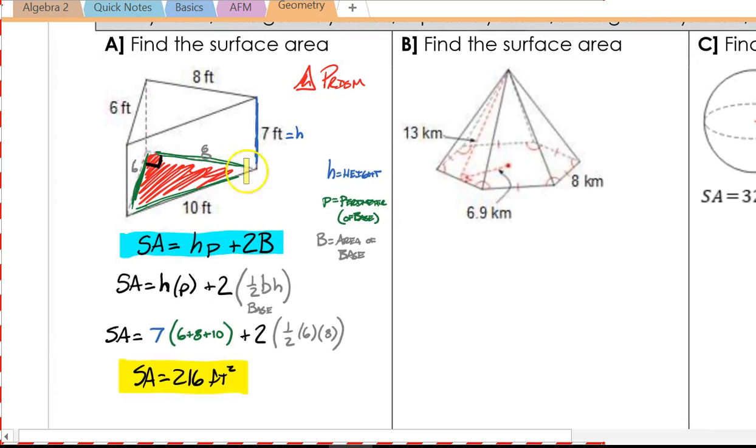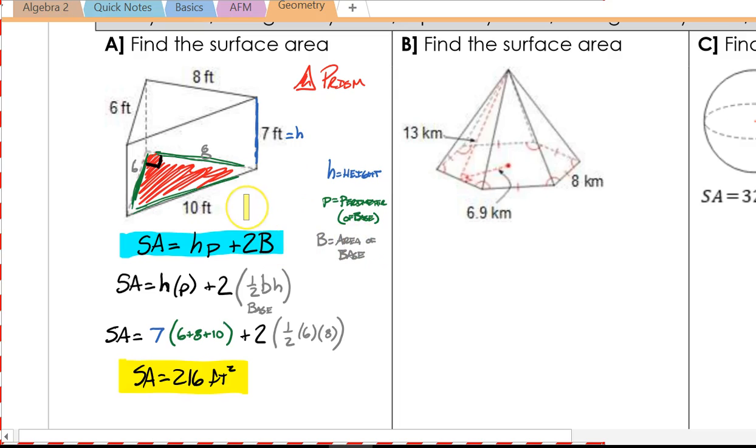First of all, I recognize this is in fact a triangular prism. I realize that because there's a triangle on the base. And from my formula sheet, we would know that the formula for a prism is going to be h times p plus 2 times capital B. Well, what does h stand for? H is the height of my shape, as we can see here is 7. P stands for the perimeter of the base, and this capital B stands for the area of the base.